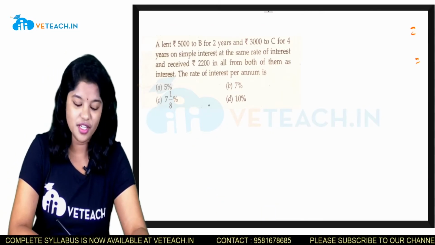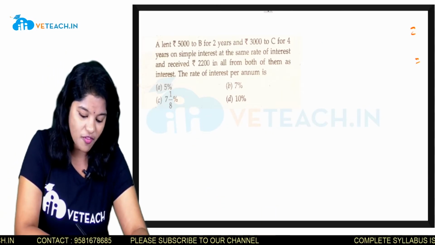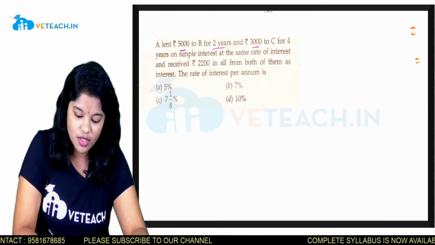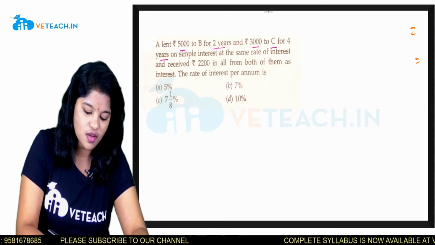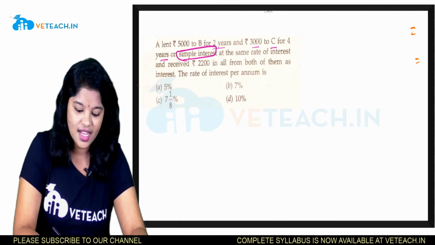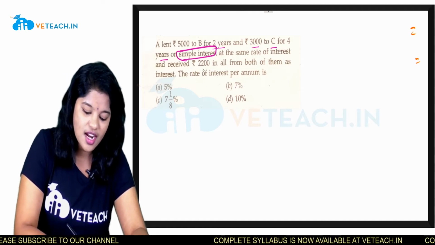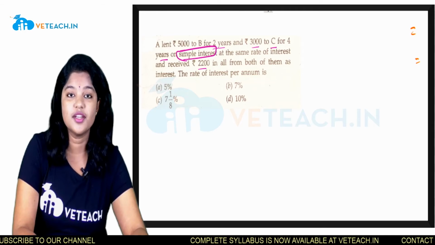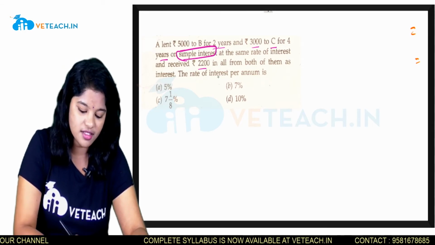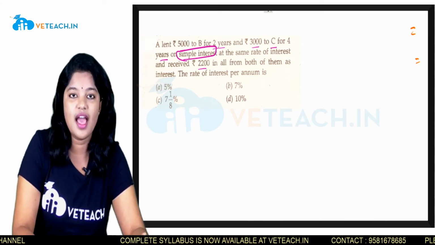See the next question. A lent 5,000 rupees to B for 2 years and 3,000 rupees to C for 4 years on simple interest at the same rate of interest and received 2,200 rupees in all from both of them as interest. The rate of interest per annum is?